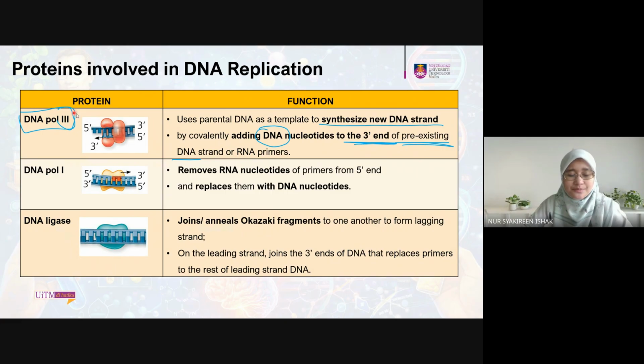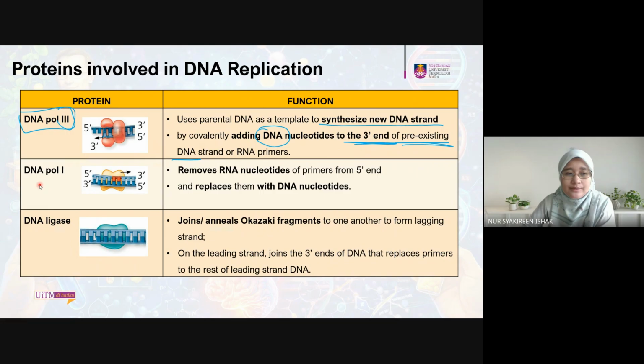As you can see, in order to add DNA nucleotides, it is added by this enzyme, but this enzyme can only add DNA nucleotides where there's a 3' end. The 3' end can either be located on the RNA primer or the elongating DNA strands.